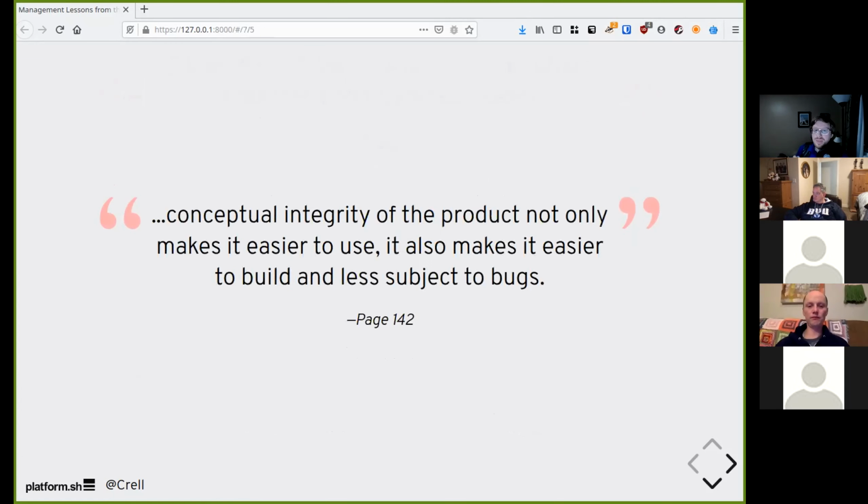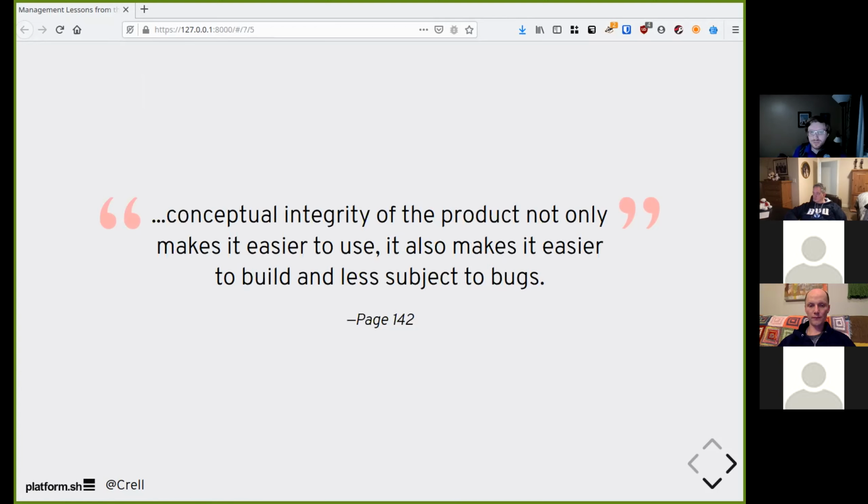Conceptual integrity not only makes it easier to use, it also makes it easier to build and less subject to bugs. Because just like the end user only needs to have one mental model of how all the pieces fit together and what to do, the developer also only needs one mental model. And you don't have 2 or 3 or 4 developers with different mental models colliding with each other, and the system just ends up as a mess in the middle.